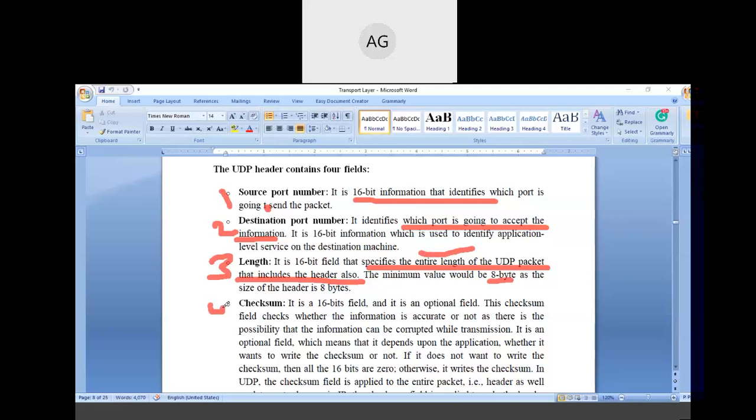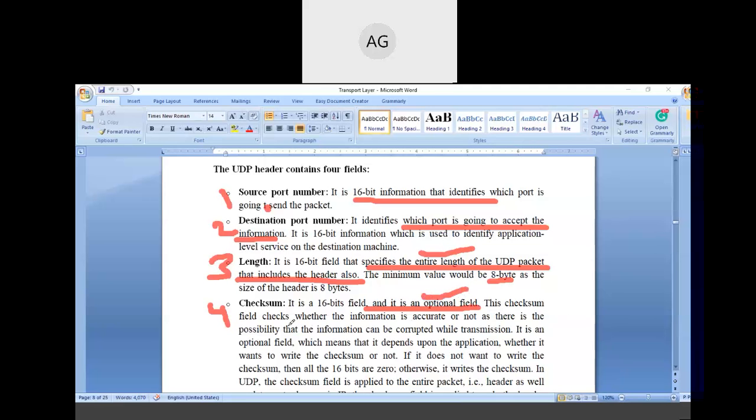The fourth part is checksum. It is a 16-bit field and it is an optional field. We already discussed it when we studied the characteristics of UDP, that the checksum calculation is not mandatory. So it means that it is an optional field.